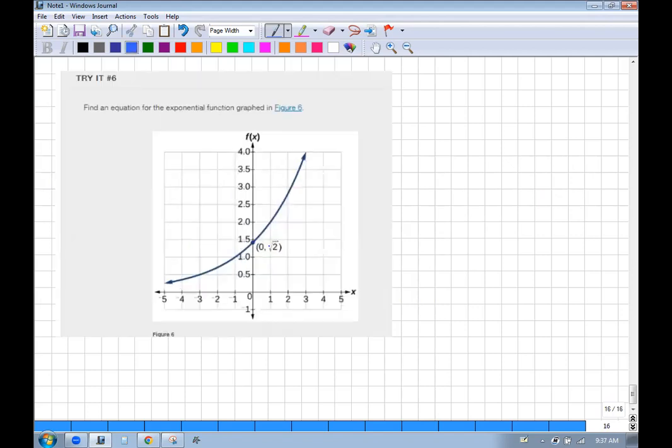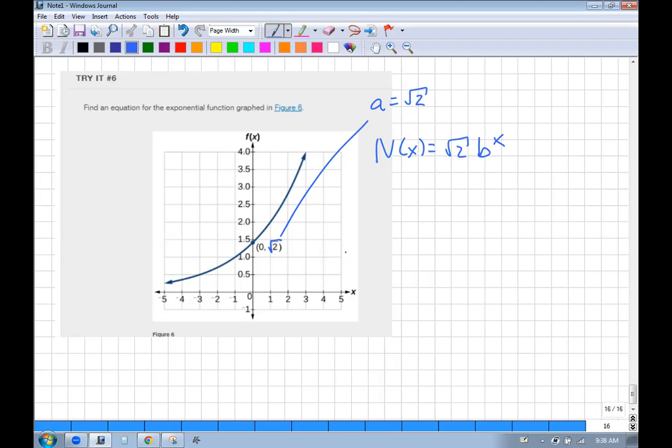So here they say, you might not be able to read that. That's root 2. So you can look at this right off the bat and say, oh, a is root 2, right? That's your starting point. So we need to find b. Okay, well, n of x is going to be root 2 times b to the x.